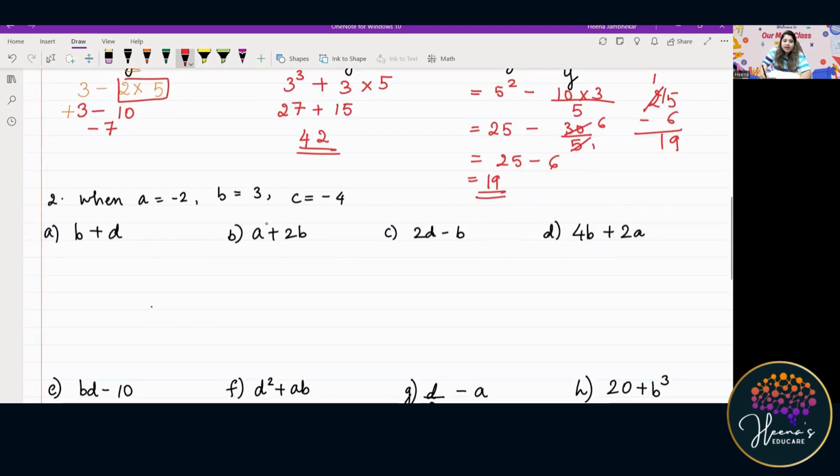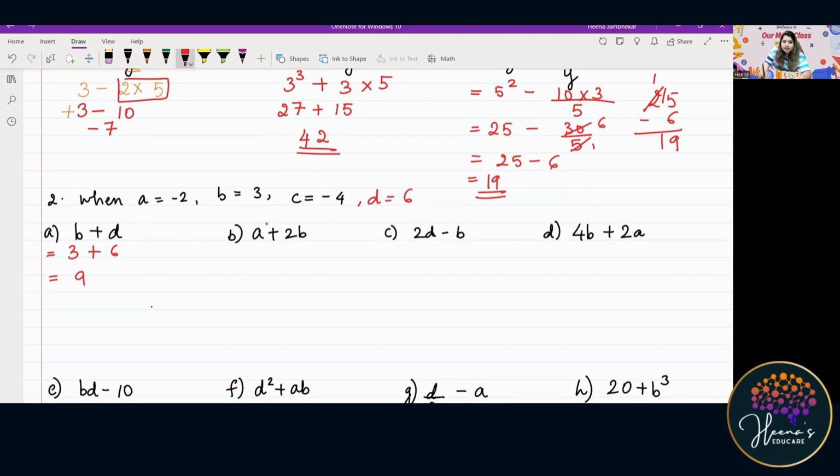Next. You have when A is equal to minus 2, B is 3 and C is minus 4. So in place of B, what will I write? A 3. Plus in place of D, what do I write? Oh, I forgot to write the value of D here. The value for D is 6. So B, that is 3 plus 6. Easy sum. 3 plus 6 gives you a 9. Let's go for the next one.